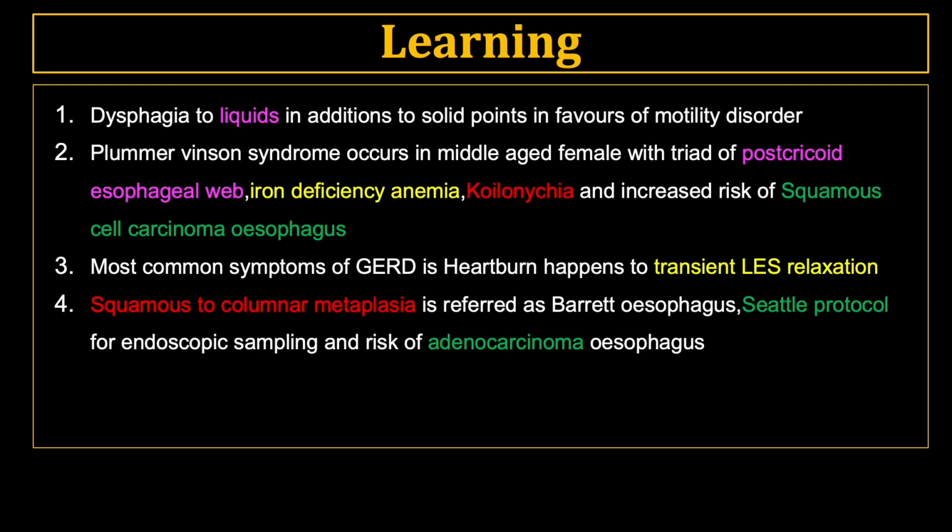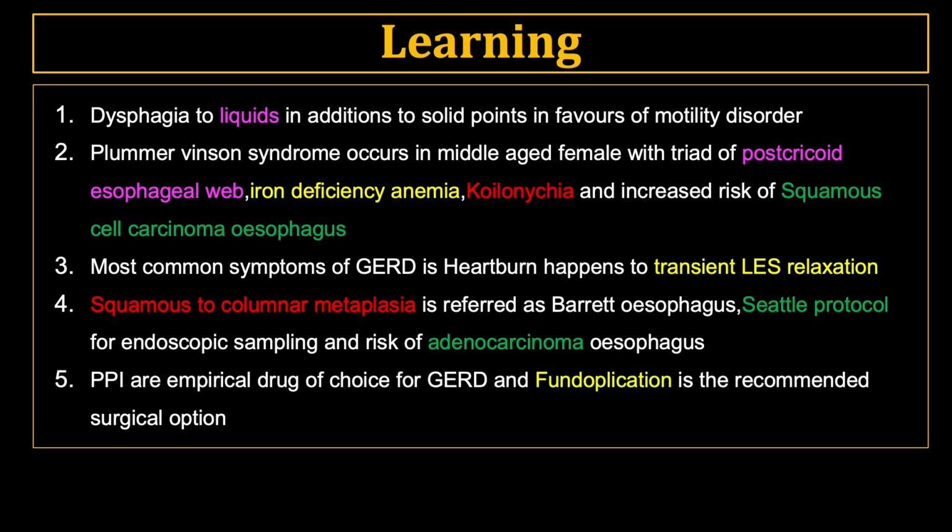Squamous to columnar metaplasia of the esophagus is known as Barrett esophagus. A Seattle protocol is used for endoscopic sampling of Barrett esophagus, and it has a tendency for development into adenocarcinoma of the esophagus. Proton pump inhibitors are the empiric drug of choice for GERD. Fundoplication is the recommended surgical option, and there are three different kinds of fundoplication surgery described.